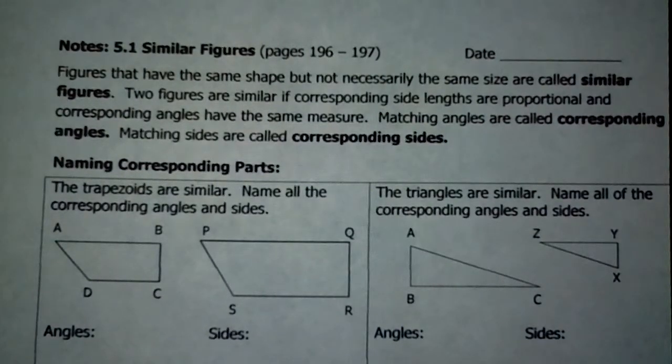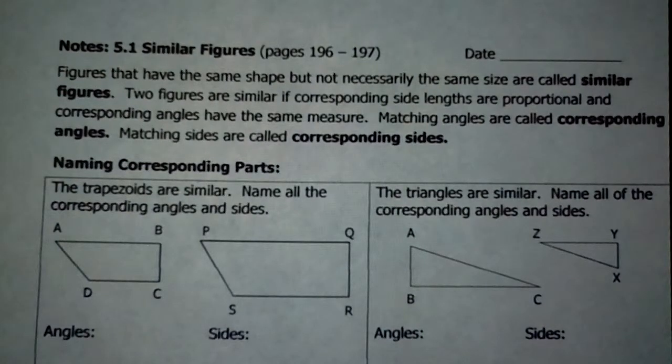Welcome to Chapter 5, first lesson, 5.1. It's all about similar figures. What are similar figures? They are figures that have the same shape, but not necessarily the same size. You can think about similar figures as being shapes that are proportional to one another. They're not necessarily the same size, but they're scaled up or down by the same amount.